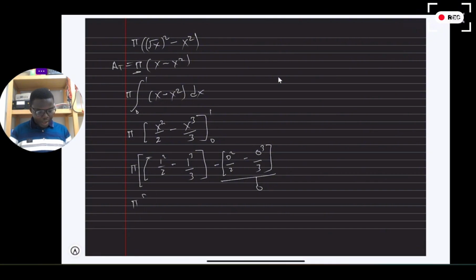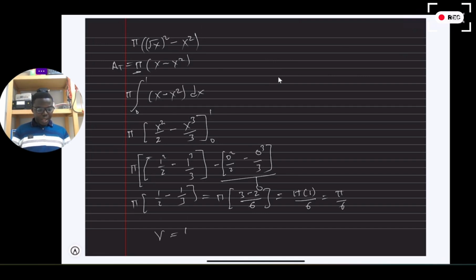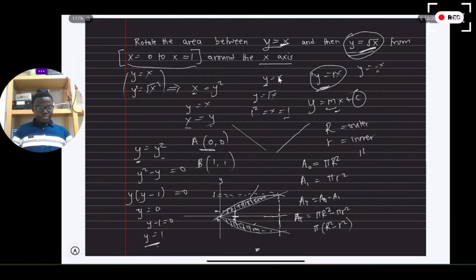And we are going to get pi out, 1 over 2 minus 1 over 3. And then the LCM is 6, right? So we are going to get 3 minus 2, and at the end of the day we are going to get pi multiplied by 1 over 6, which is equal to pi on 6 as our volume. Therefore, we can conclude that the volume of revolution is pi on 6 for this particular question.